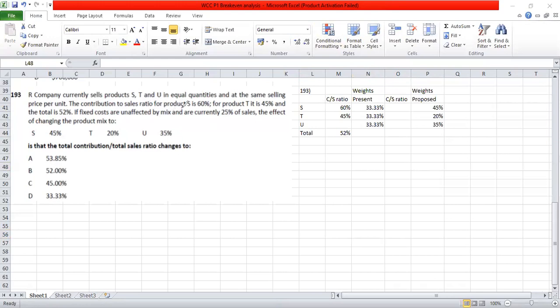The contribution to sales ratio for product S is 60%, T is 45%, and the total is given as 52%. So first, there is a missing figure which has to be calculated. Find out what the missing figure is.